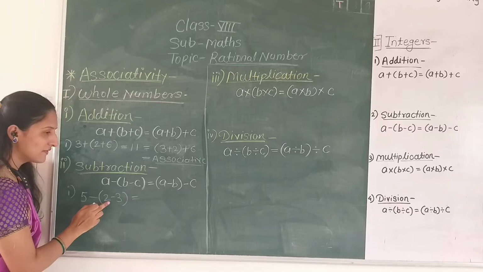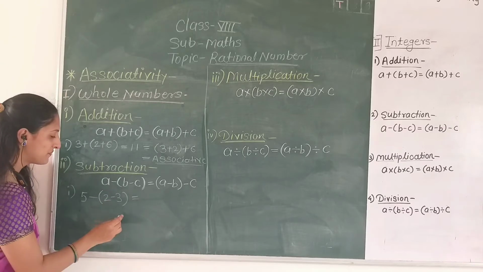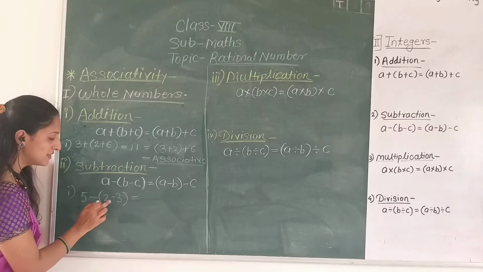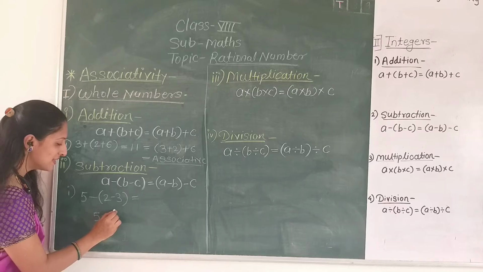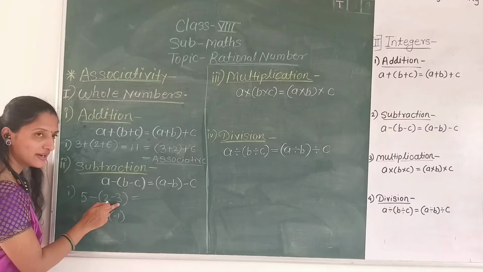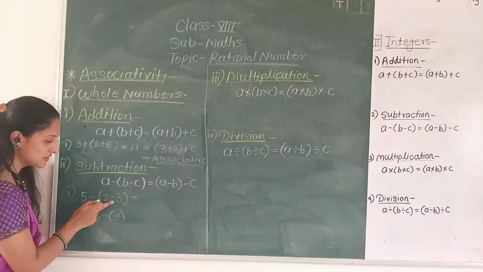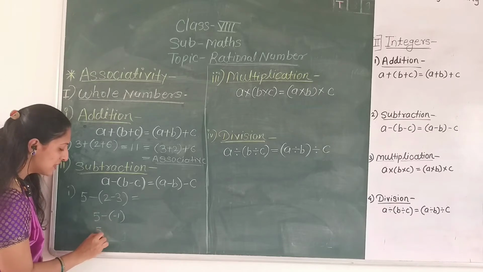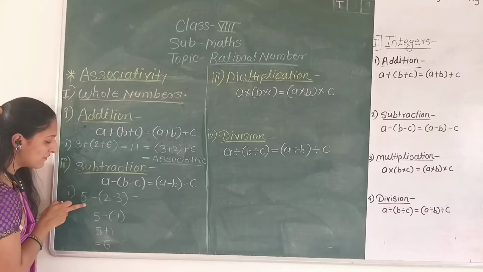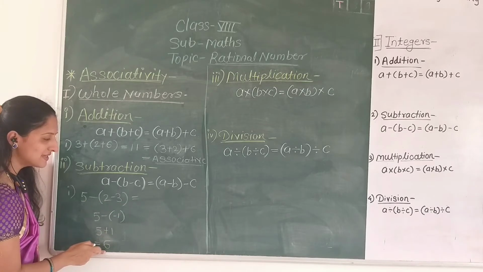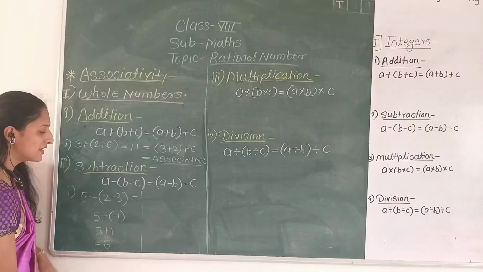Now first we solve the bracket here: 2 minus 3. The answer is negative 1, since signs are different and we perform subtraction. Now negative into negative is positive, that means 5 plus 1, which gives you 6. That means 5 minus (2 minus 3) has the answer 6.